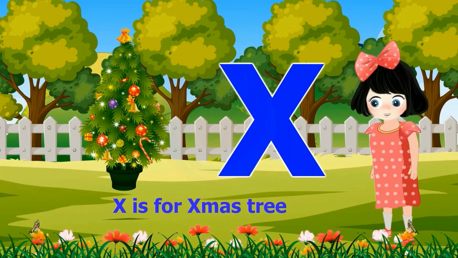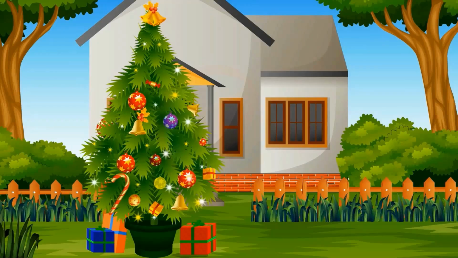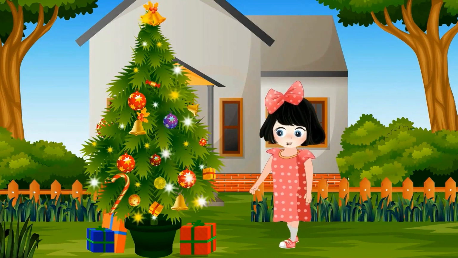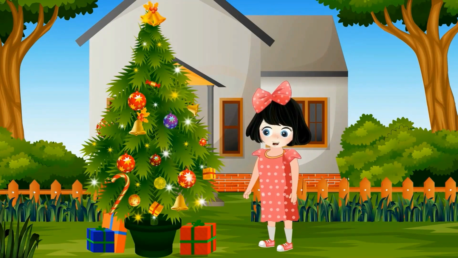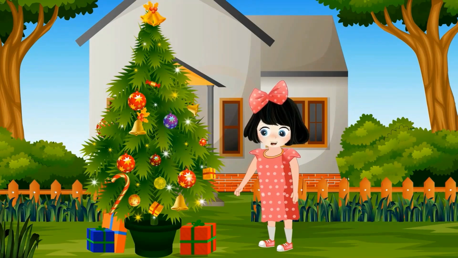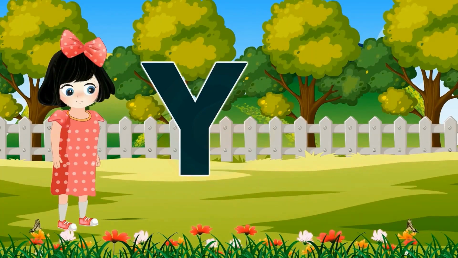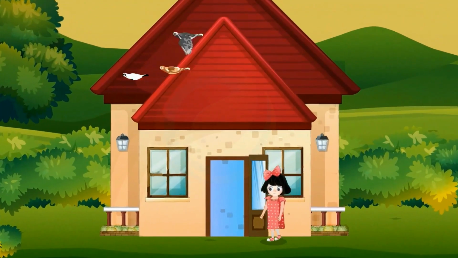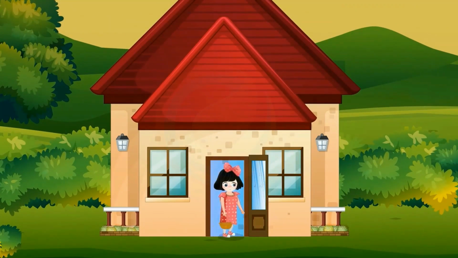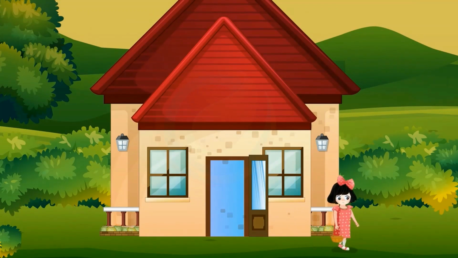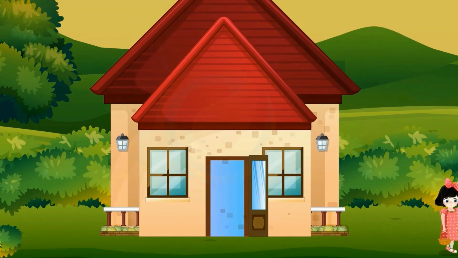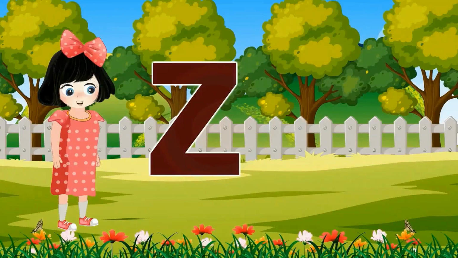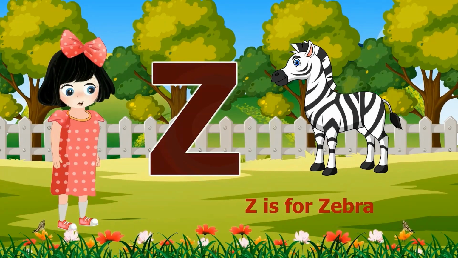X. X is for Xmas tree. Y. Y is for yard. Z. Z is for zebra.